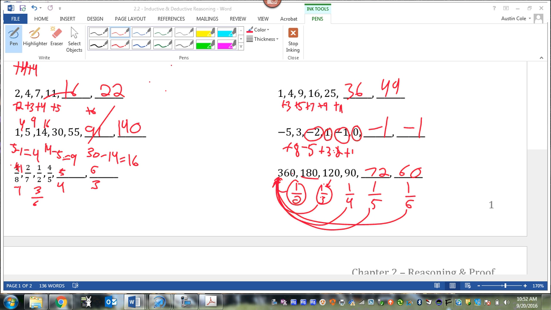You go left to right from what you get between 360 and 180 and 120 and 90: it is 180, 60, and 30. If you double 30, you get 60. If you triple 60, you get 180. If you quadruple 180, you get 360.